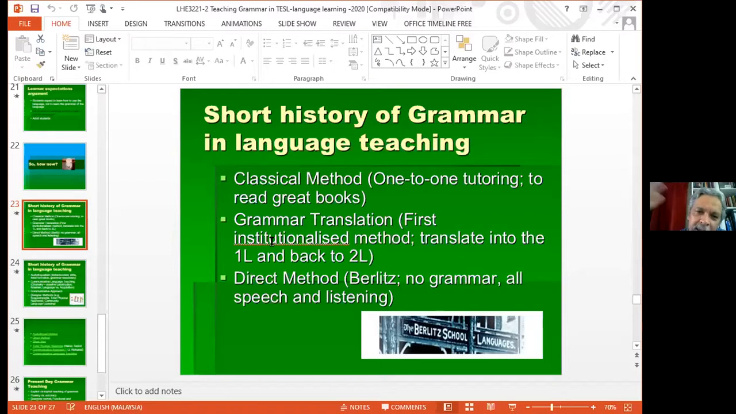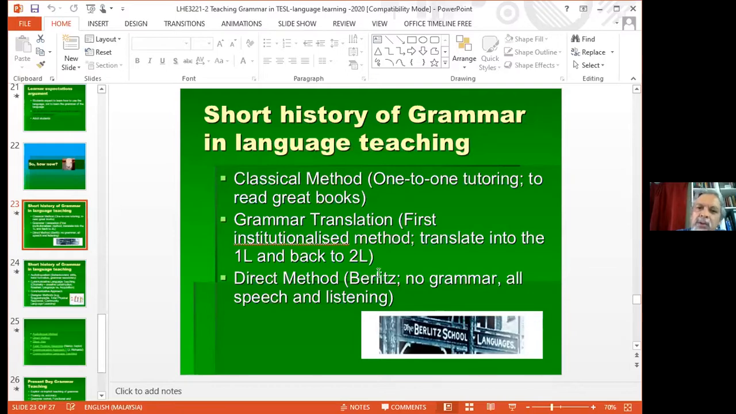So you have the classical method, you have the grammar translation method. The classical method is one-to-one tutoring. In grammar translation, the emphasis is on looking at the first language and the second language and maybe translating, back translation, and so on and so forth. So grammar to some extent does have a lot of emphasis because the emphasis here is on reading and writing.